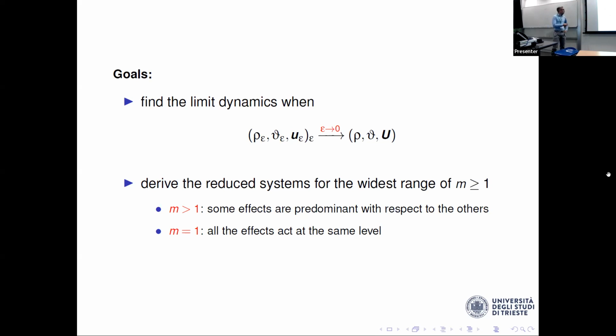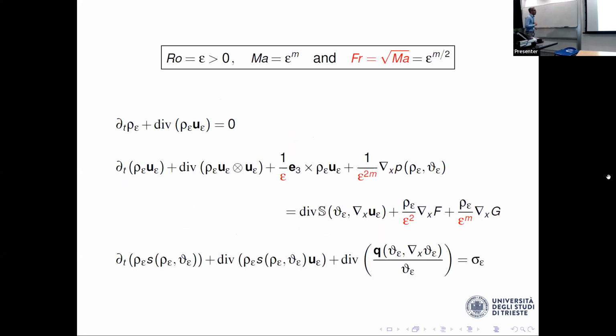In particular, we will have two main regimes: the anisotropic scaling, when m is strictly greater than 1, that means that some effects are predominant in the dynamics with respect to the others, or the isotropic scaling, when m is equal to 1, that means all the effects act at the same level. I go back to a previous slide because I would like to say that when epsilon goes to 0, these four terms become singular and drive the dynamics of the motion.